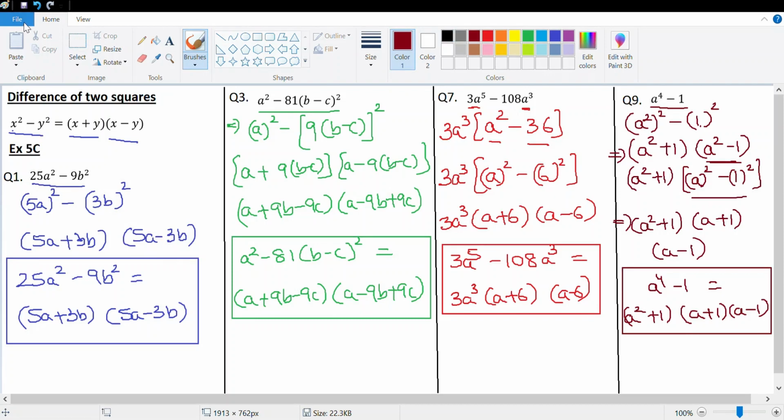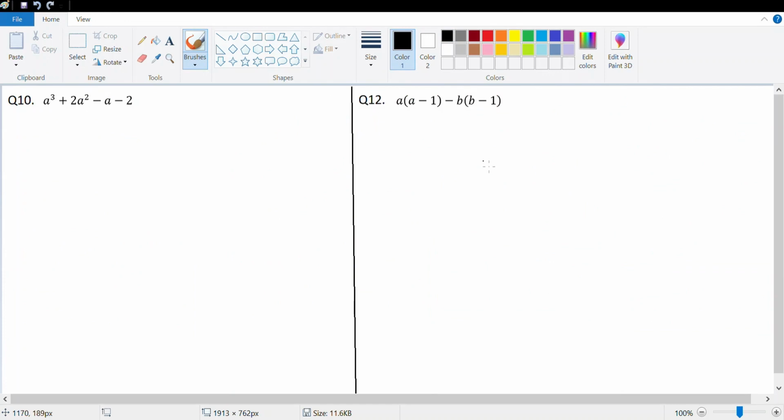Let's move on to the next question. The next question that we're doing is question number 10. It says a cube plus 2a square minus a minus 2.